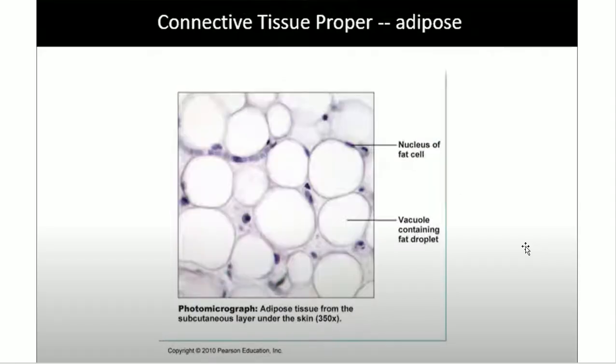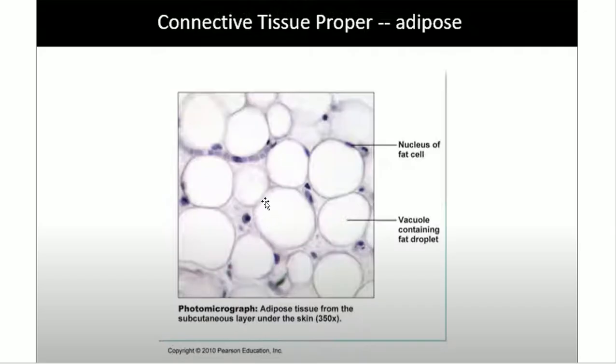Then we have adipose tissue. Adipose tissue are fat cells. These are going to be the easiest to identify. Each of these bubbles is a fat cell. But yeah, they look like these giant bubbles. You should have no problem identifying this. You're not going to really see anything else that looks like adipose tissue, or you shouldn't.